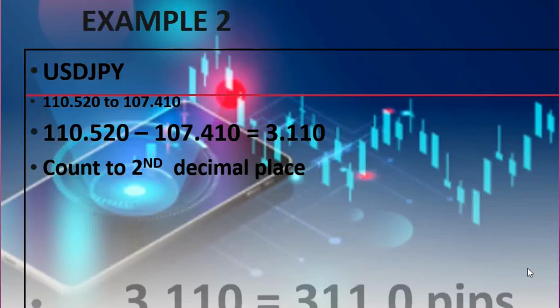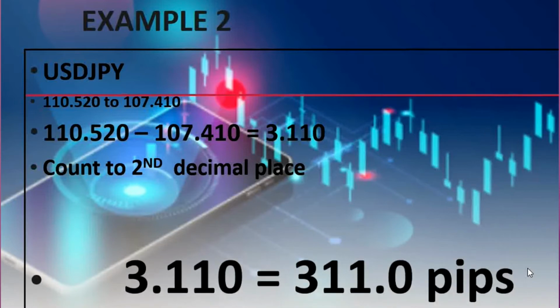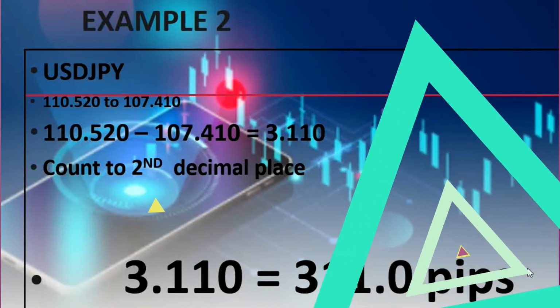the number of pips made in this case will be 311 pips. As you can see, 3.11 had 2 decimal places. So, if I put a decimal after those 2 decimal places, I will remain with 311, and that is how I got that number of pips.